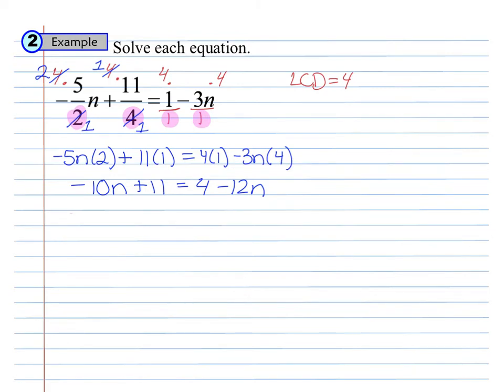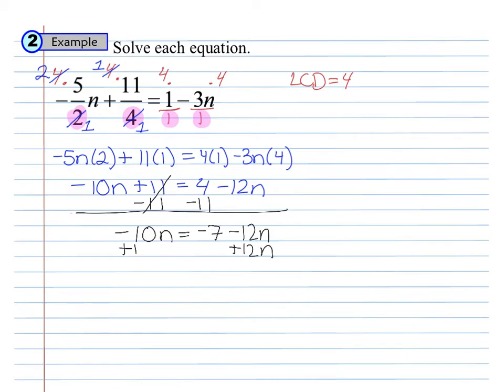Again, I'm going to leave that negative 10 in there. I'm going to subtract the 11 to the other side of the equal sign. Numbers go with numbers. That becomes a 0. Now I have 10n, negative 10n, is equal to 4 minus 11. That will give me negative 7 minus 12n. I'm going to add the 12n to the other side.